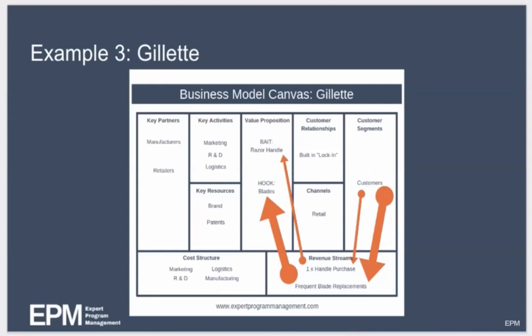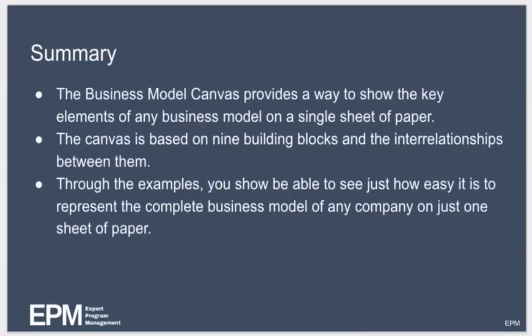the purchase of handles. Now, if you look at the left-hand side of Gillette's business model canvas, you'll notice how all major costs are aligned with delivering the value proposition. So for example, marketing costs help to build Gillette's strong brand, and R&D costs help to ensure that the blade and handle technology is unique and proprietary. So in summary, the business model canvas provides a way to show the key elements of any business model on a single sheet.